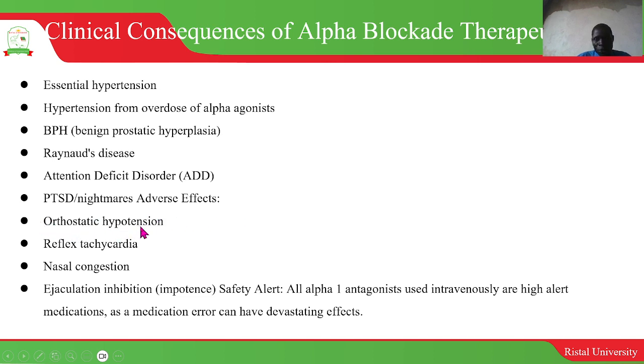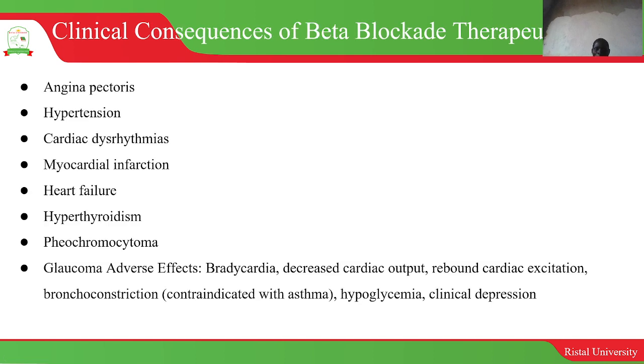Adverse effects: orthostatic hypotension, reflex tachycardia, nasal congestion, ejaculation inhibition or impotence. There's a safety alert here saying all alpha antagonists used intravenously are high alert medications, as medication errors can have adverse consequences. So this is a question that we have to undertake.